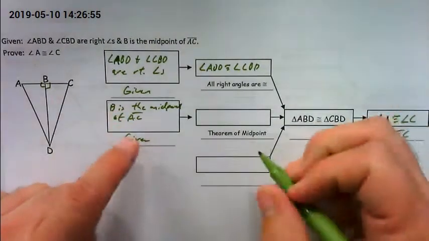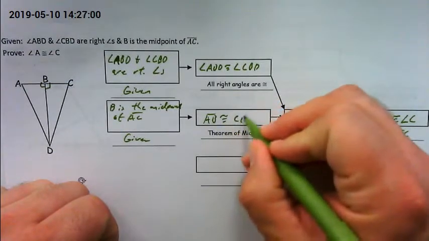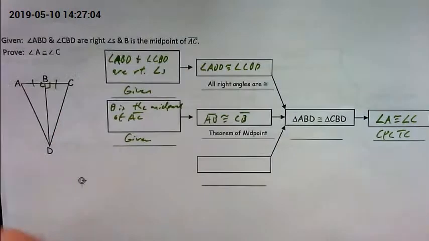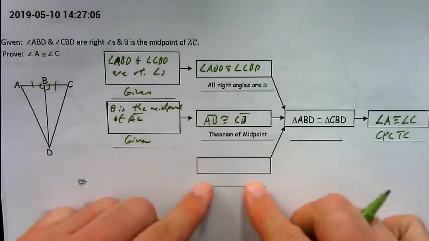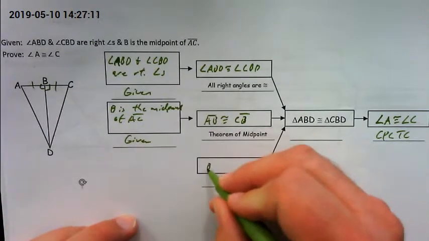B is the midpoint of AC. AB is congruent to CB. Now, really, you could change the order there, but I'm just picky. That's fair. All right. There is something else we should know. BD. BD is congruent to itself.